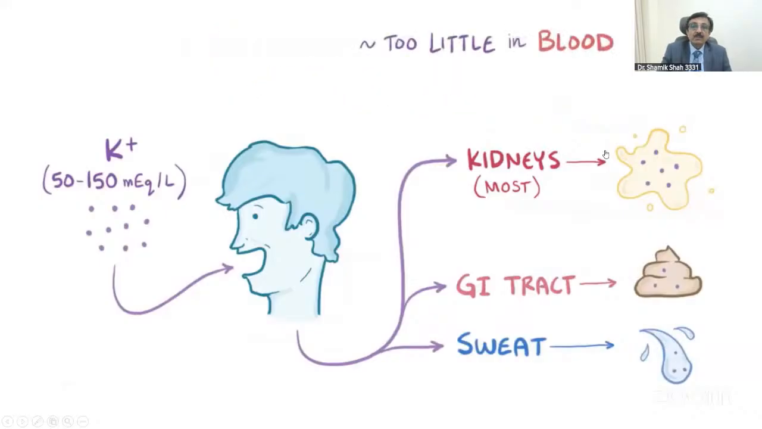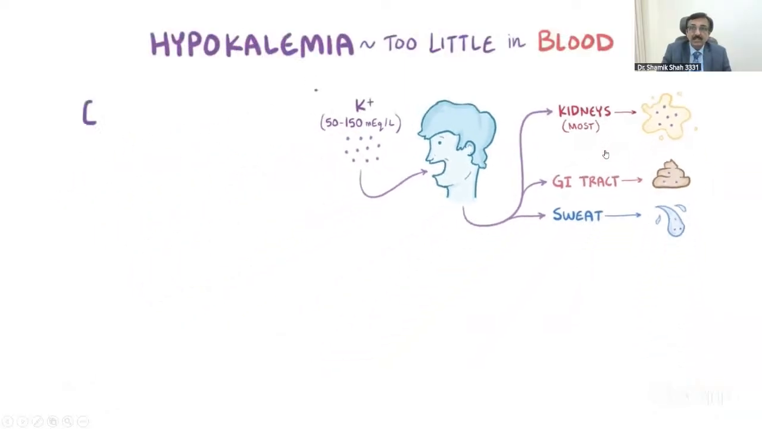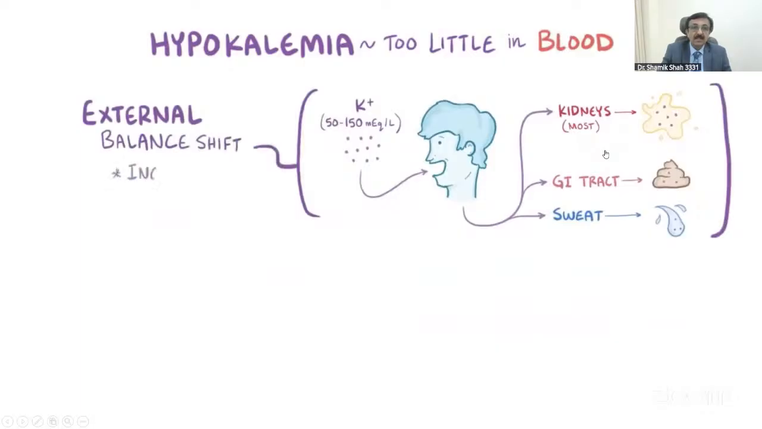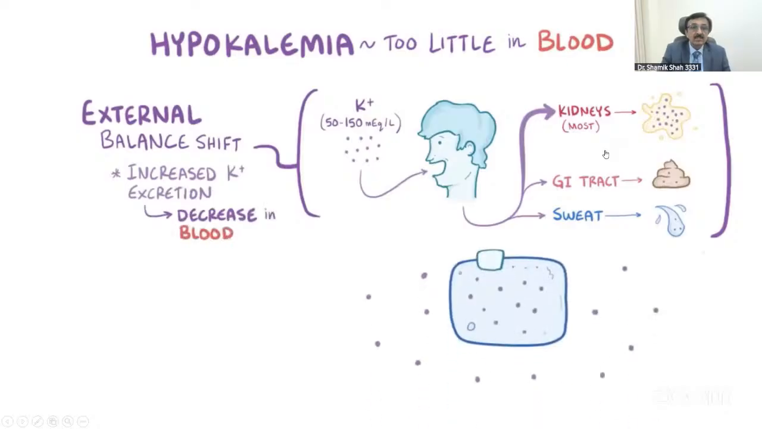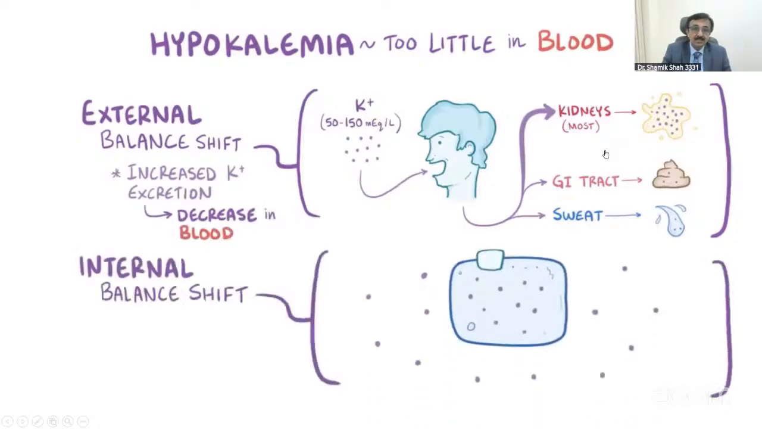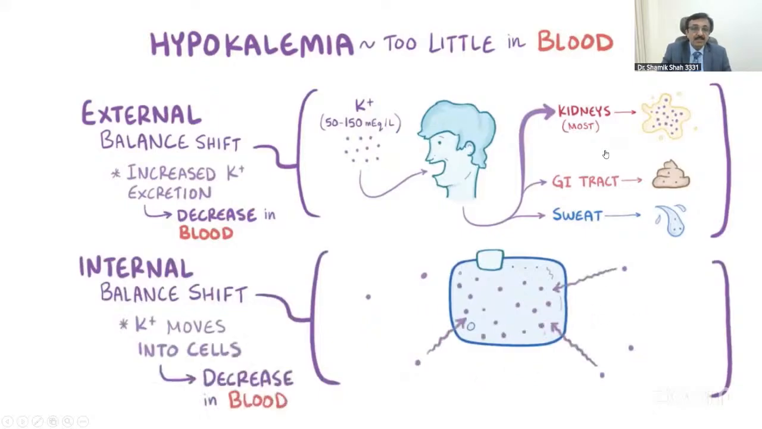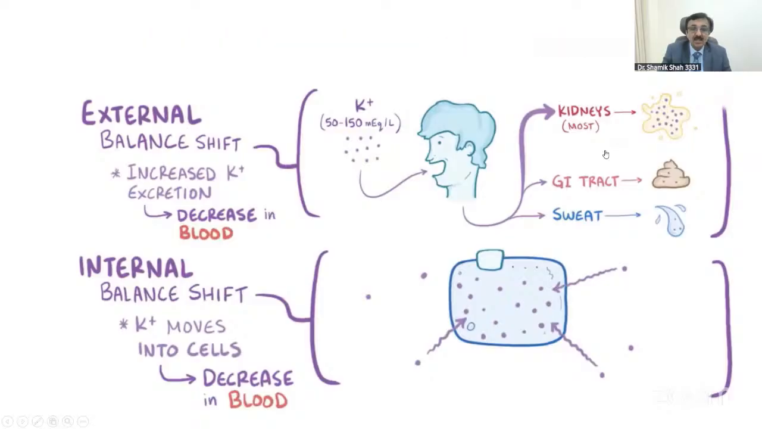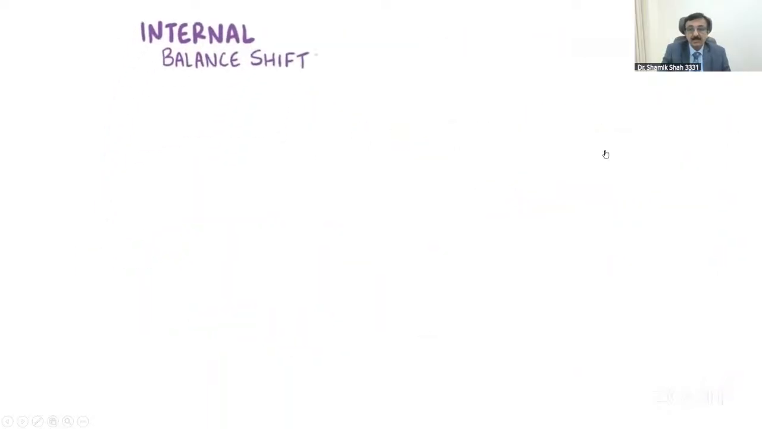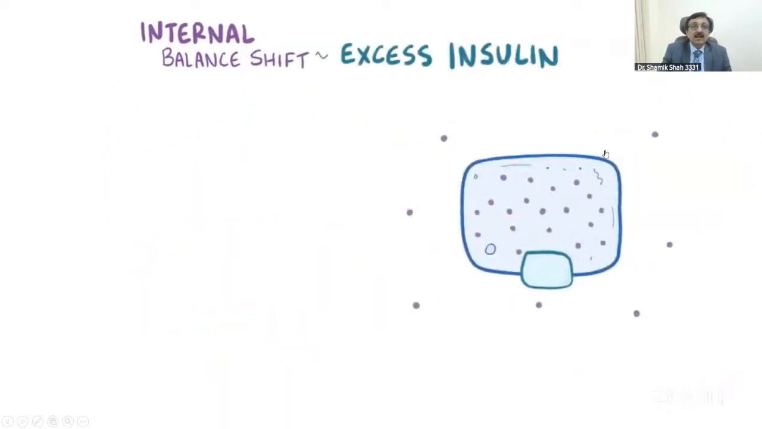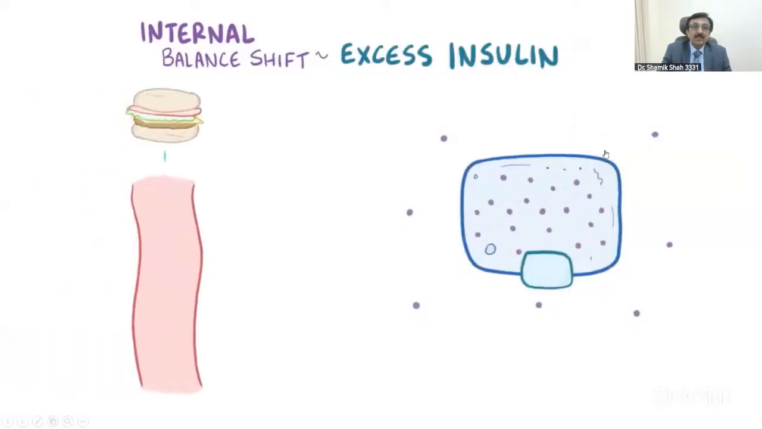So when we talk about hypokalemia, we say that there is too little potassium in the blood. It could be because of an external shift or because of an internal shift. When we talk about external shift, there is increased potassium excretion, so there is a decrease in the blood. An internal balance shift means the potassium moves inside the cell, so the amount of potassium in the blood is reduced.